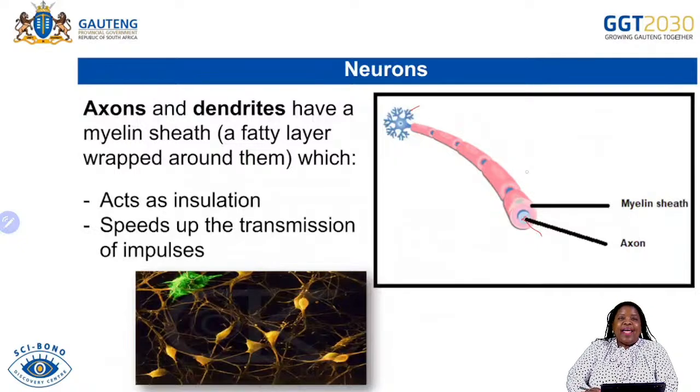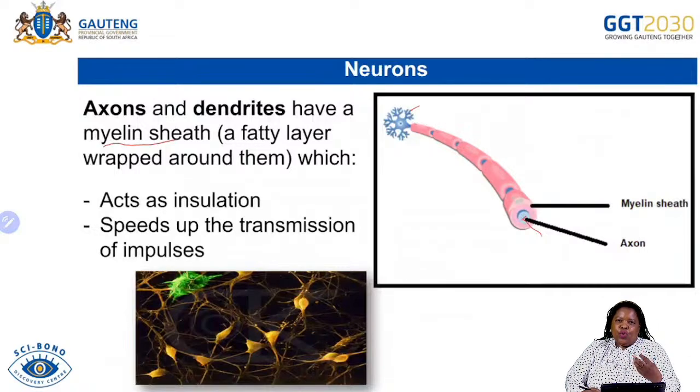We call it the myelin sheath. The myelin sheath wraps around the axon and also the dendrites. We will learn what the purpose of that is. So, axon and dendrites have the myelin sheath that wraps around them. Remember we say they have the myelin sheath, which acts as an insulator and also speeds up the transmission of impulses.